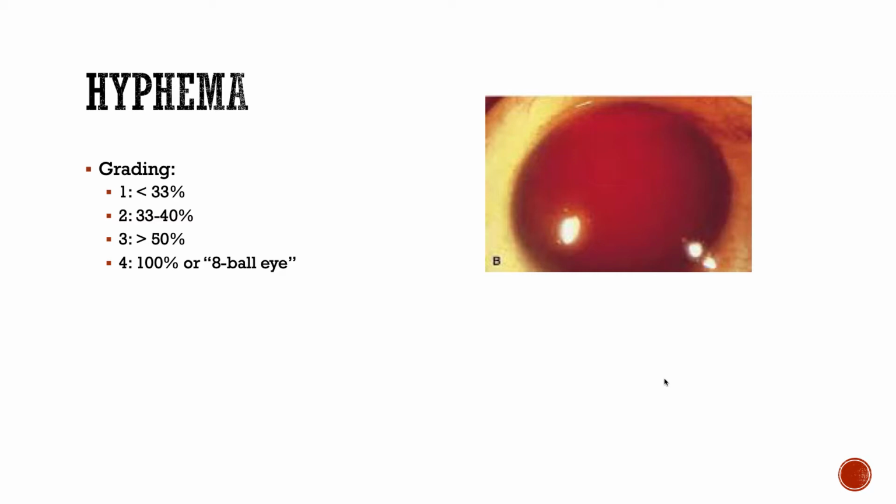Yeah, definitely. So the treatment is based on, and again, more so from an admission standpoint, like Sujik was alluding to, the grading of hyphemas. Less than a third is a grade 1, a third to 40%, as you can see there, is grade 2. Over half of the anterior chamber involvement is a grade 3, and typically at that stage or higher is one that you would definitely want to admit for observation as well as appropriate treatment. And then grade 4 is just the entire 8-ball eye.